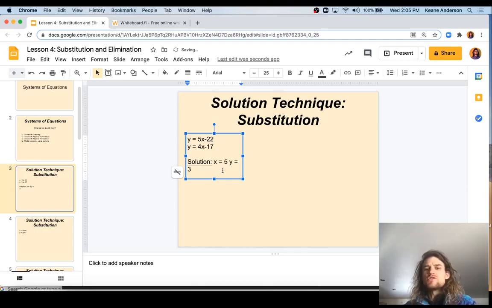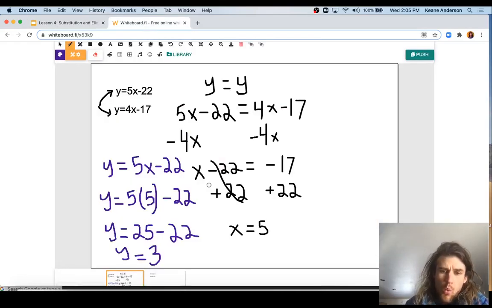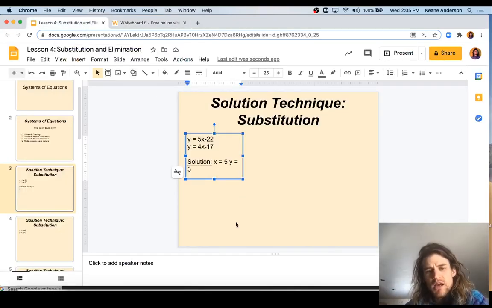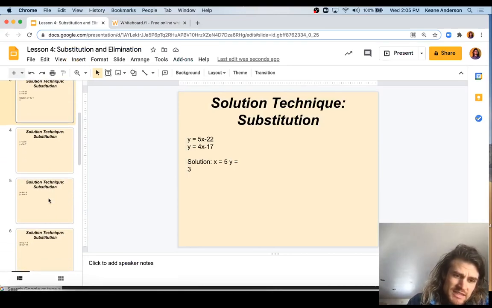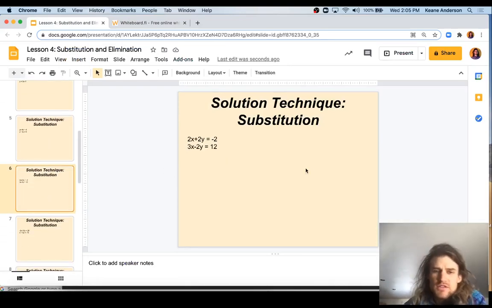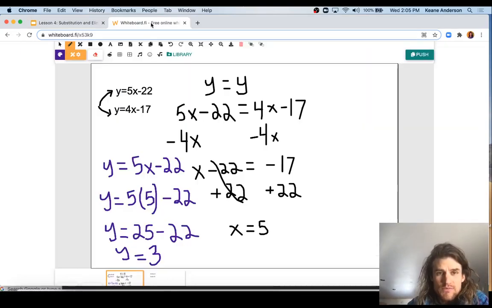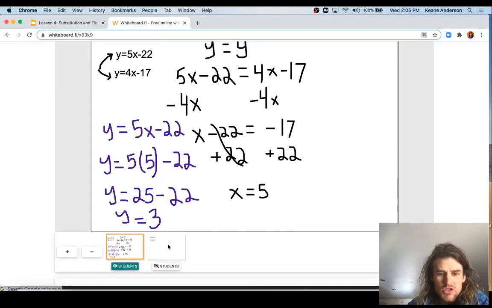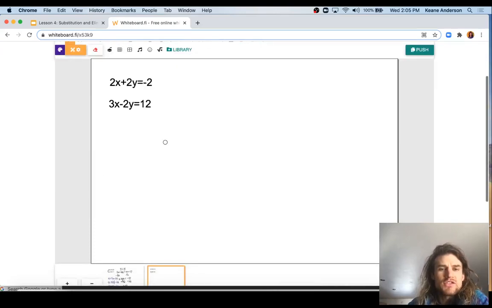Okay, there we go. Solution, x equals 5, y equals 3. Looks good. Okay, there's one done there. Let's come on down to slide number 6 and look at a different scenario. Here we've got 2x plus 2y equals negative 2, and 3x plus 2y equals 12. This is slide 6.